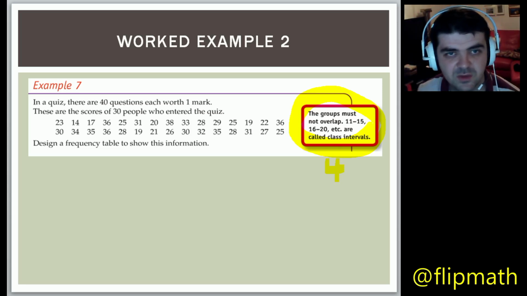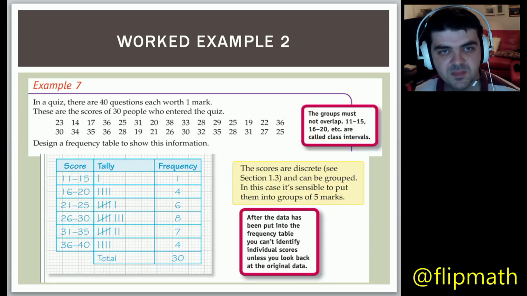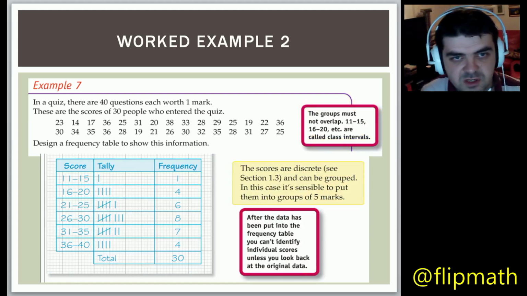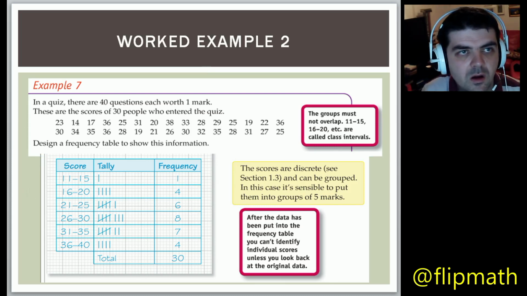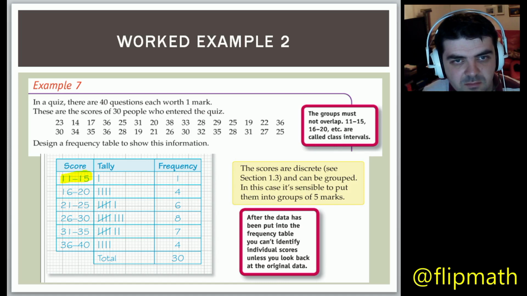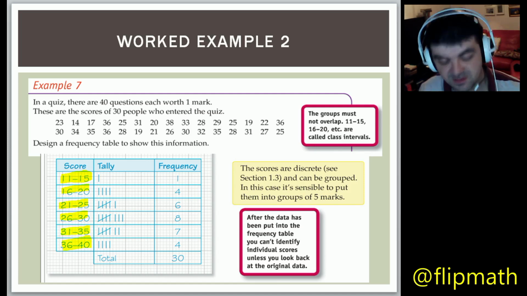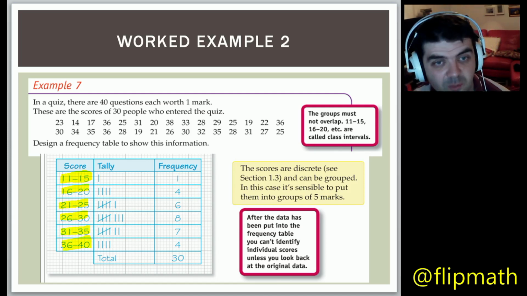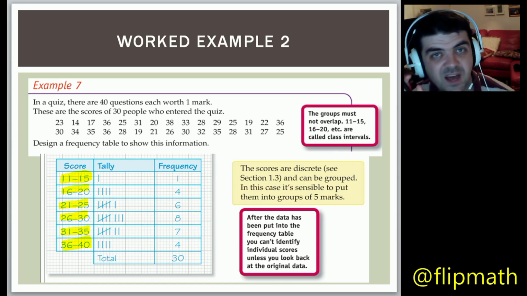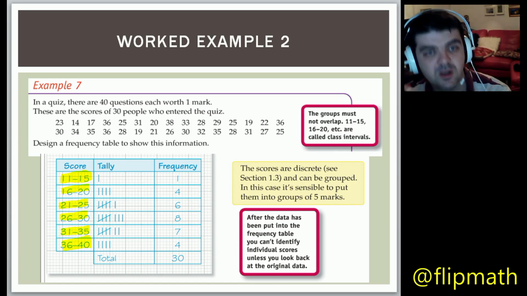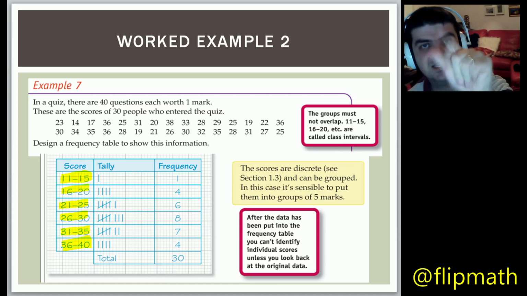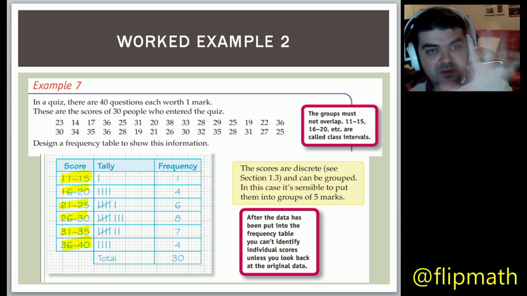Okay, so if I show you what that looks like in the table, you see here. So we get our first one is 11 to 15. Then we've got our 16 to 20, 21 to 25, 26 to 30, 31 to 35, and 36 to 40. You'll see that they're all exactly the same width. They all encompass 5 marks. I know you're probably saying there's a difference of 4, but they encompass 5 marks. The 11, 12, 13, 14, 15, 16, 17, 18, 19, 20, etc., etc. So they're taking 5 marks.